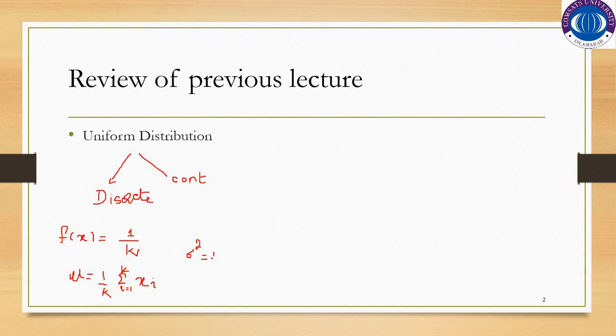1 by k, summation i equal to 1 till k, and the summation is applied to x i (i in subscript) minus mu, whole square, where mu is equal to 1 over k summation x i. So this is the case of discrete uniform distribution.